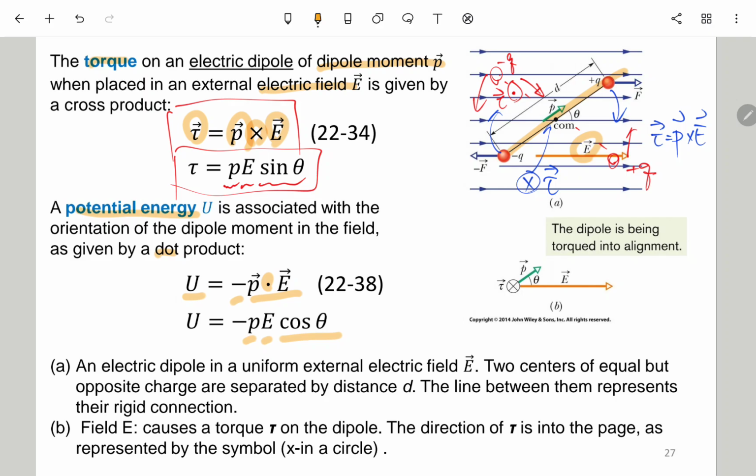Okay, so in such a way, when does this U take the minimum value? We have a negative sign here, and these two are the magnitudes of the vectors, so p and E are positive. Which means that when cosine of theta takes the maximum value, the whole U takes the minimum value. So when theta equals 0 degrees, cosine of theta is maximized, so U is minimized.